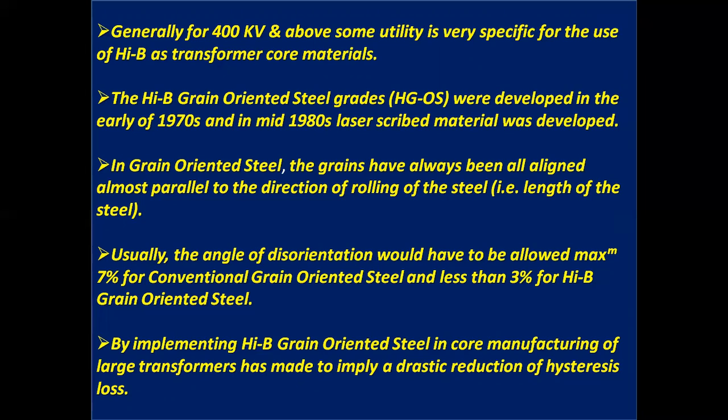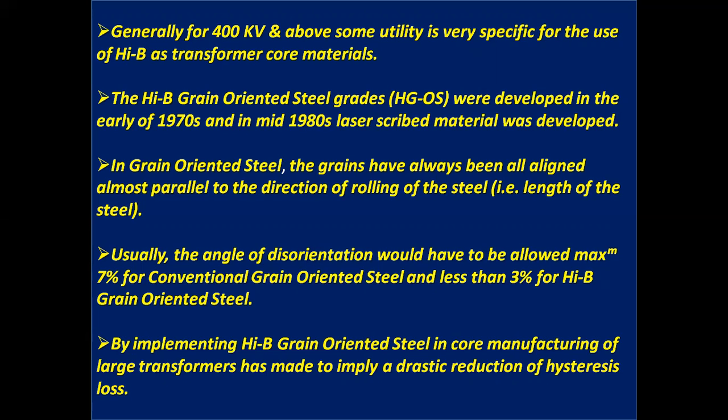The HIB grain-oriented steel grades, that is HGOS, were developed in the early 1970s, and in the mid 1980s, laser scribed material was developed.